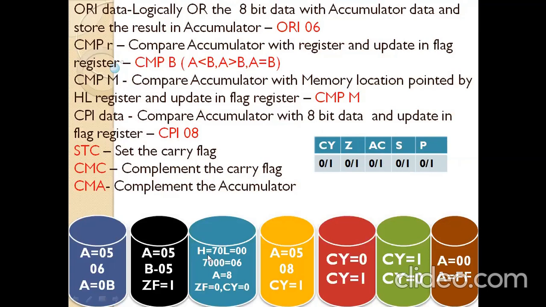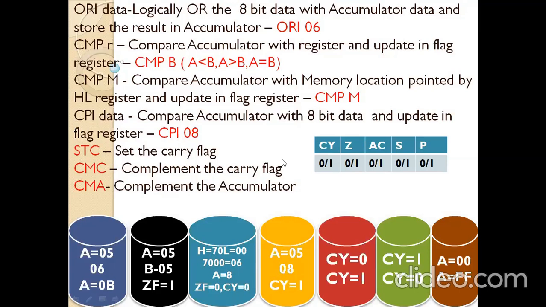CMP M compares the accumulator data with memory data. M means memory data, H is equal to 70, L is equal to 00. Combined together, you get address 7000, the data is 06, and the A value is 08. Now we are comparing. A is greater than the memory data, so the zero flag is 0 and the carry flag is 0. CPI 08: A is equal to 05 and the data is 08. So A is less than the data, so the carry flag will be set to 1.